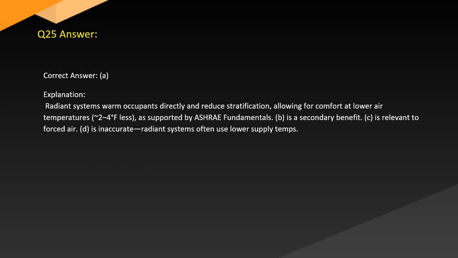Answer. Correct answer: A. Explanation: Radiant systems warm occupants directly and reduce stratification, allowing for comfort at lower air temperatures. These principles are supported by ASHRAE Fundamentals. B is a secondary benefit. C is relevant to forced air. D is inaccurate. Radiant systems often use low supply temps.